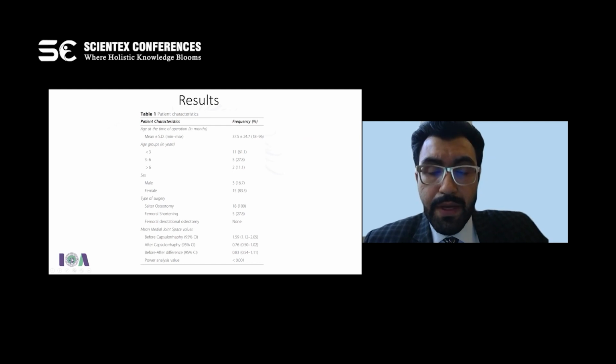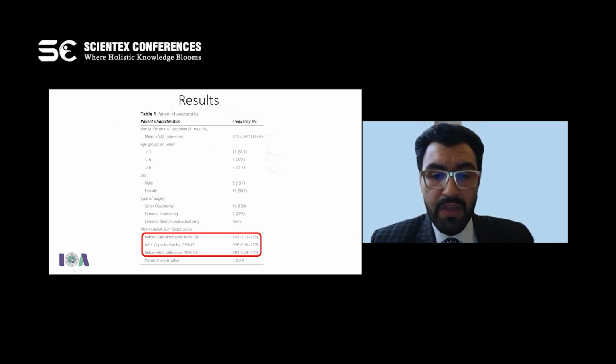The demographic data of our patients is shown here. The interesting fact is that we had not a few patients over 3 years of age, which shows the high rate of neglected DDH cases in our center. We had 7 cases out of 18 who were referred to our hospital after 3 years of age for the treatment of DDH. As you can see here, the mean medial joint distance before capsulorrhaphy was calculated to be 1.5, which decreased to 0.7 after capsulorrhaphy, and this showed a significant reduction in the medial joint space after capsulorrhaphy.